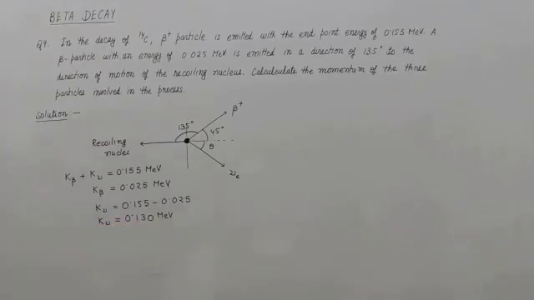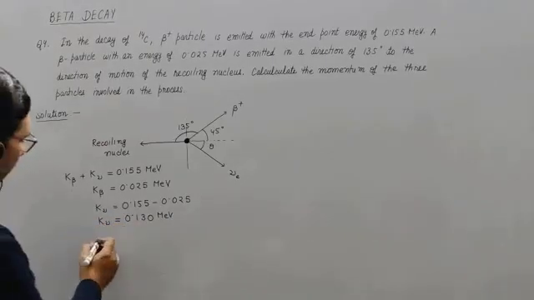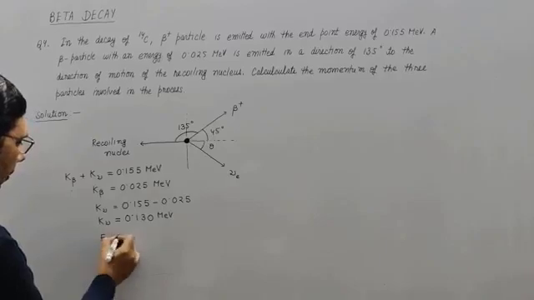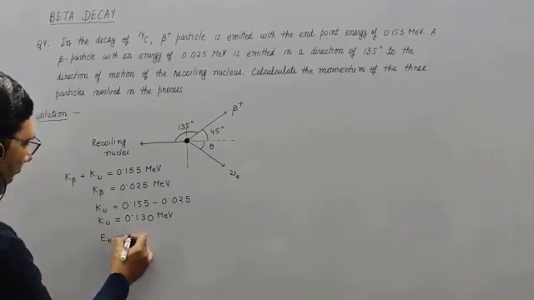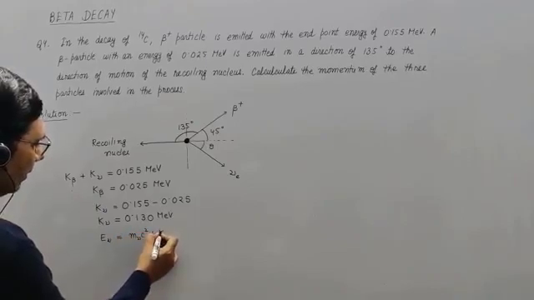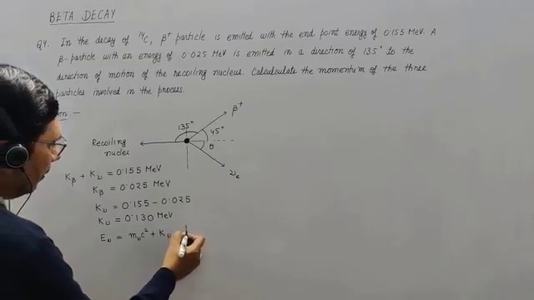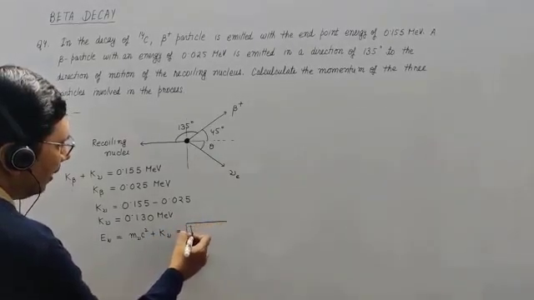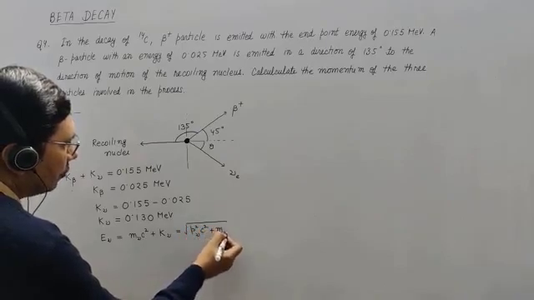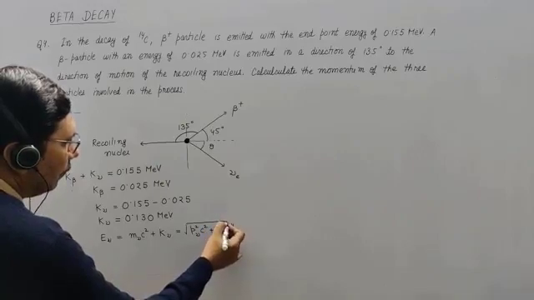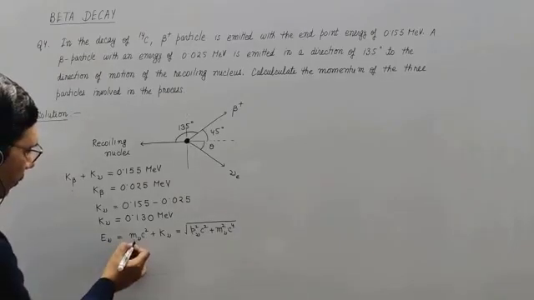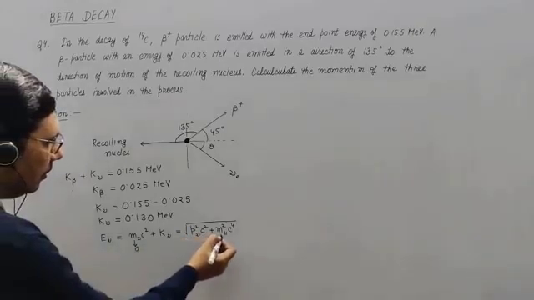Now we have to find out the momentum. For momentum, first I am writing down the total energy of this neutrino. This will be equal to rest mass energy of neutrino m nu c square plus kinetic energy of neutrino, and this will be equal to P nu square C square plus M nu square C to the power 4. Here you are aware that the mass of the neutrino is negligible, so this will be 0.